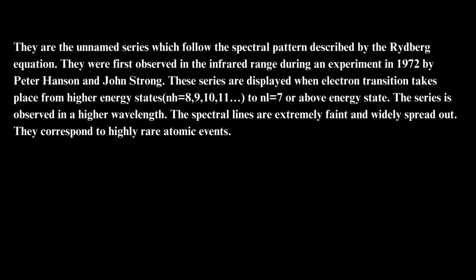They are the unnamed series which follow the spectral pattern described by the Rydberg equation. They were first observed in the infrared range during an experiment in 1972 by Peter Hansen and John Strong. These series are displayed when electron transition takes place from higher energy states, n_H equals 8, 9, 10, 11, to n_L equals 7 or above energy state.